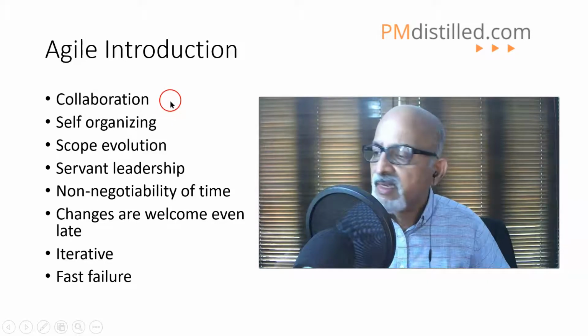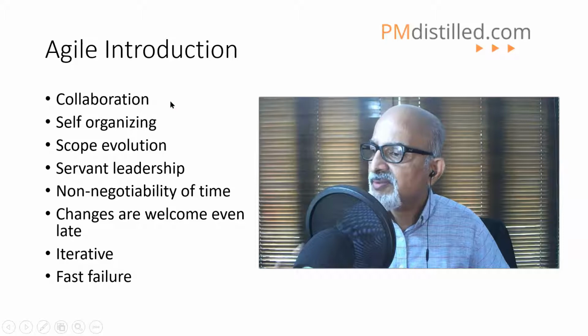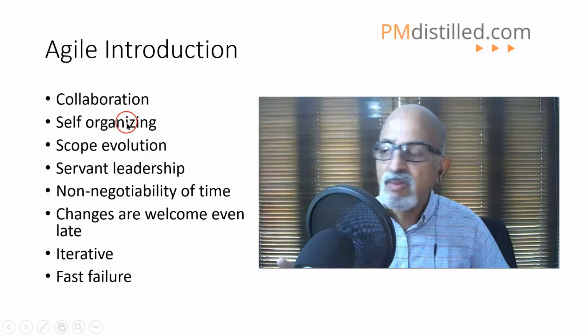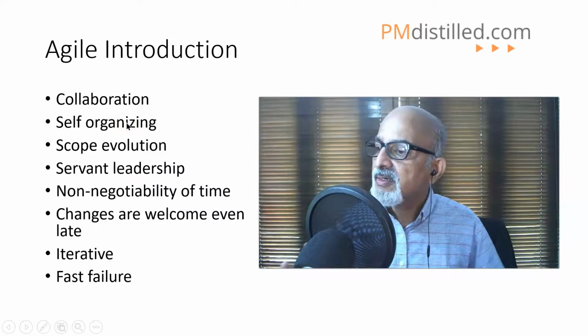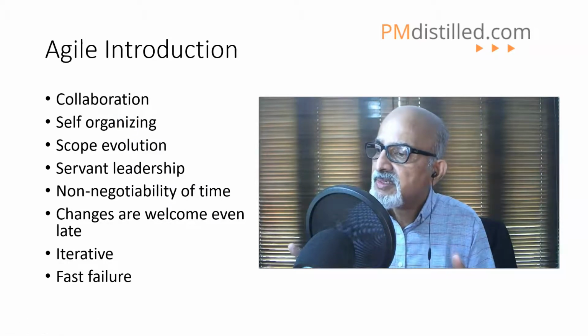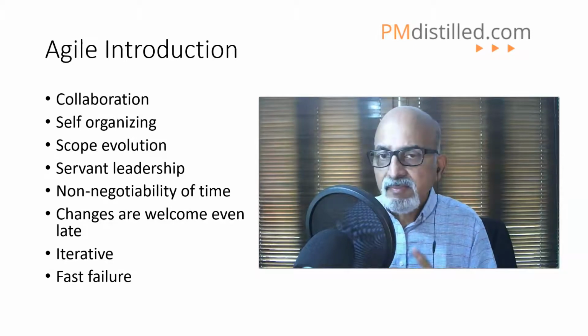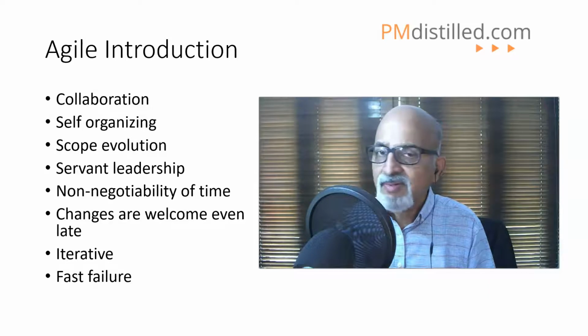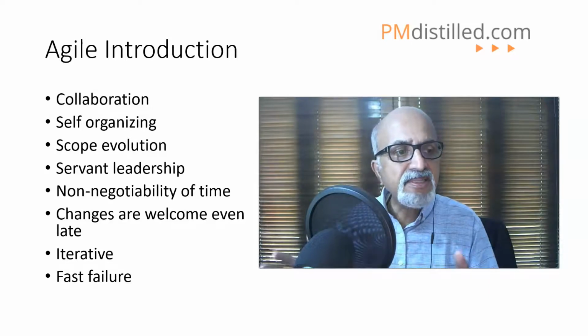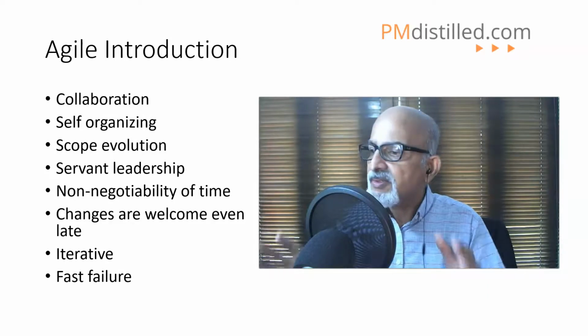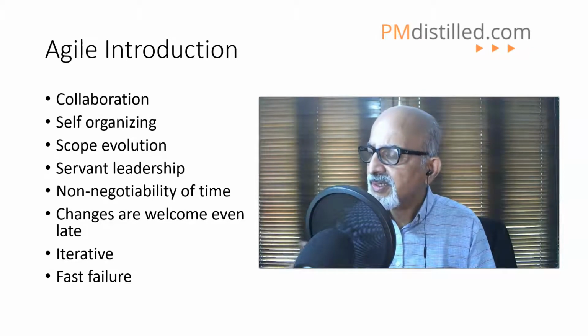Whereas in Agile project management, the focus is on collaboration. That means here we are talking about self-organizing teams. What needs to be accomplished is defined, and how to make it happen is decided by the team. So the team decides how to do things. So we don't have predefined roles and responsibilities and stuff like that.